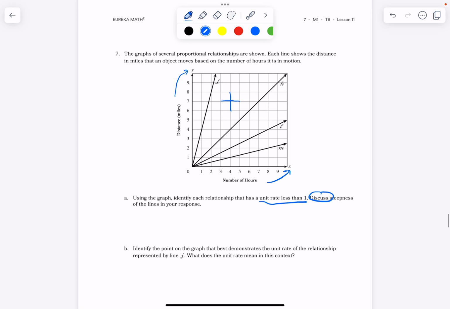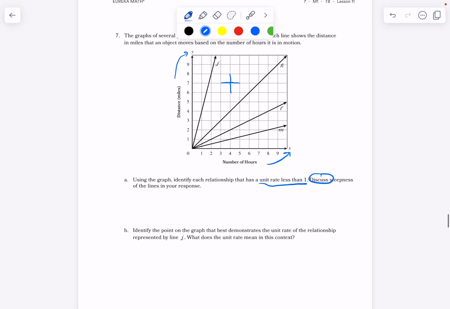Part B, you need to identify those critical points on the graph of line J. I think there's only 1 or 2 critical points on this line, but try to find the one that is the best demonstration of the unit rate. That's going to be where the x coordinate is 1 and the y value is another value. Be sure to explain what the unit rate means in this context.